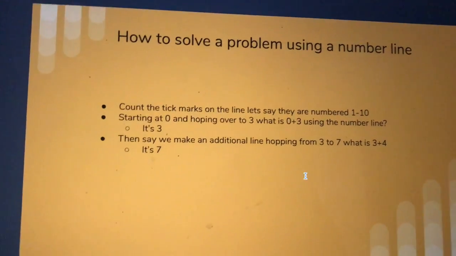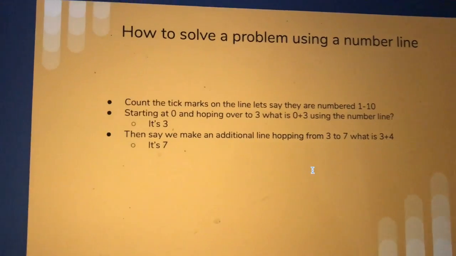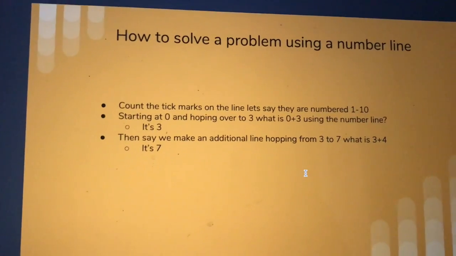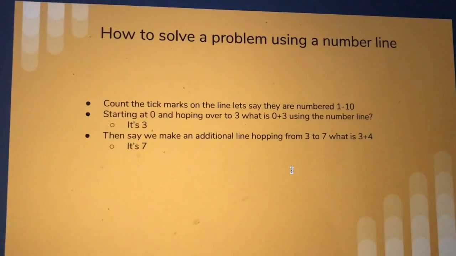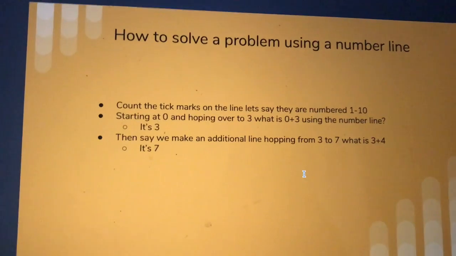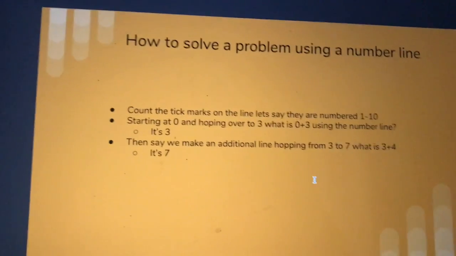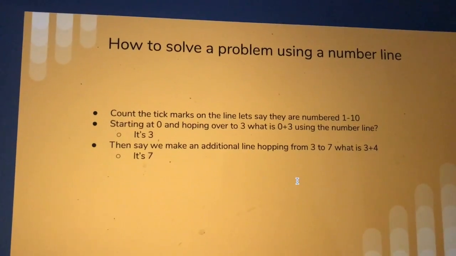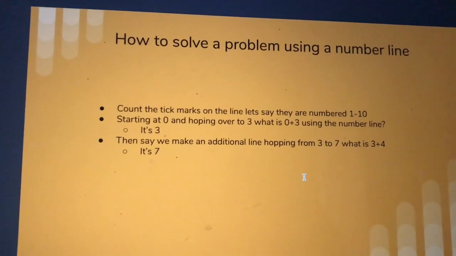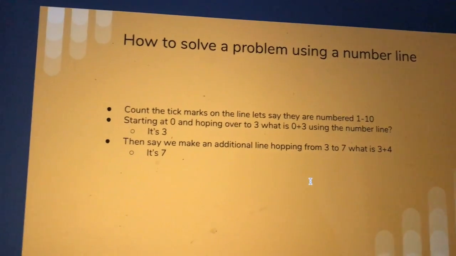How to solve a problem using a number line. Count the tick marks on the line. Let's say they are numbered 1 to 10. Starting at 0, hopping over to 3, that's what? 0 plus 3 using the number line. So the answer would therefore be 3.